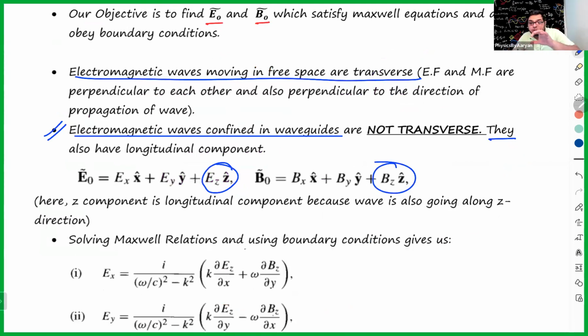If it was moving in free space, then there was no z component. For example, if the electric wave is moving along the z-axis, then the electric field will be along x or y. It cannot be along z. But now we have no restriction. Our electric field will also have some component in the direction of the wave.